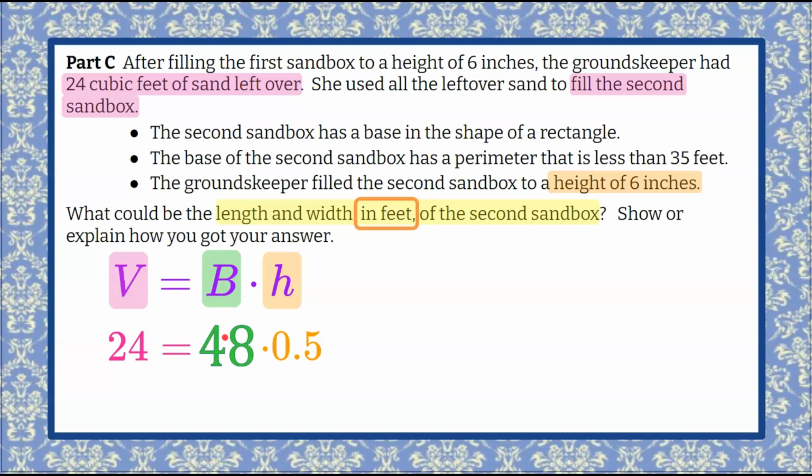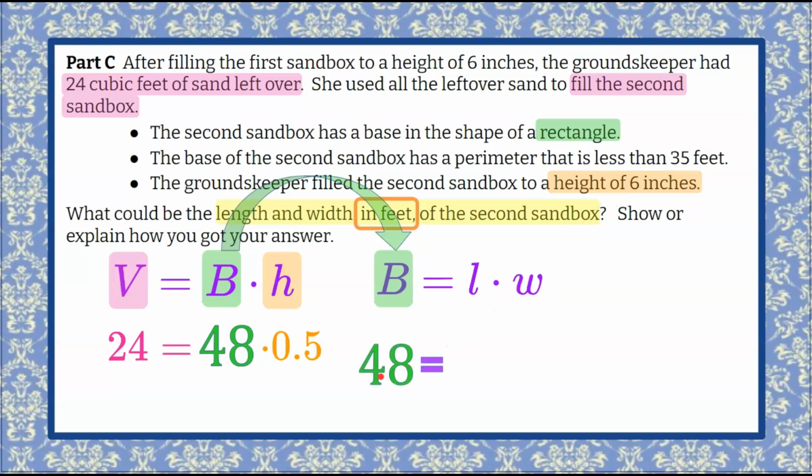We know that it has to be 48 because half of what is 24? Half of 48 is 24. So I know that the area of my base has to be 48 because 48 multiplied by 1/2 is 24. So now we need to understand that because this is a rectangle, we know that the area of our base is going to be equal to length times width. So we know that length times width is going to be 48.